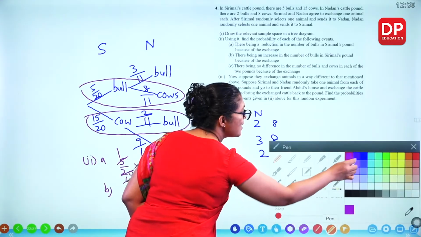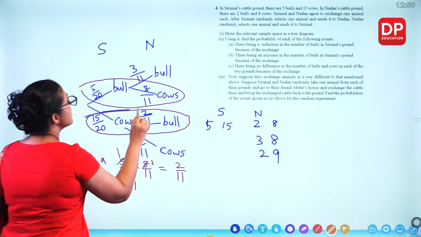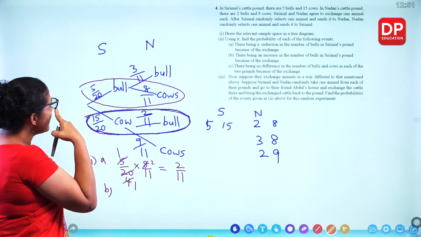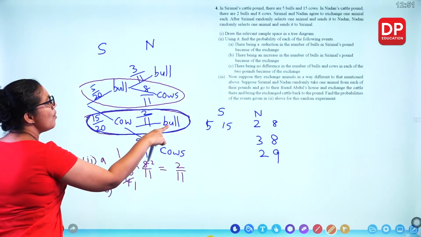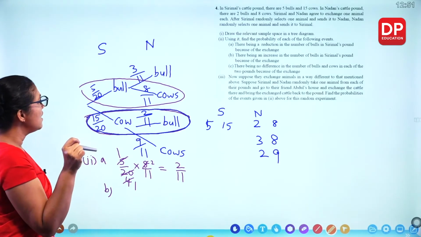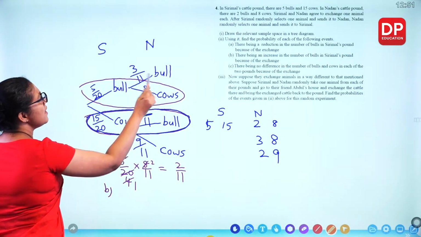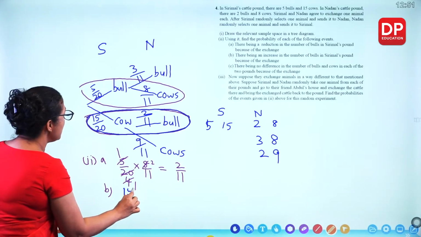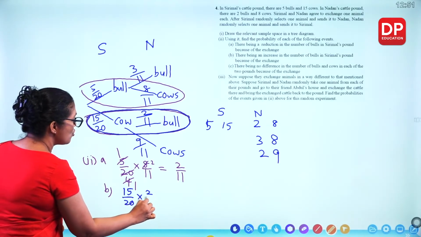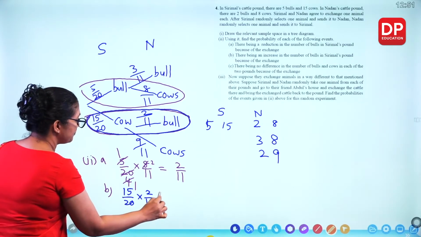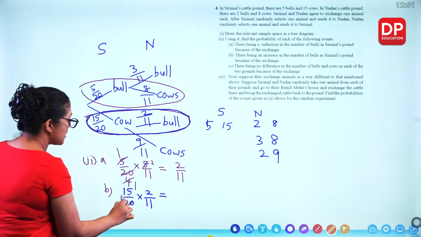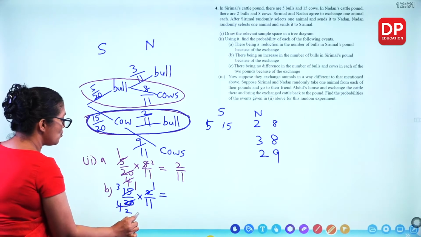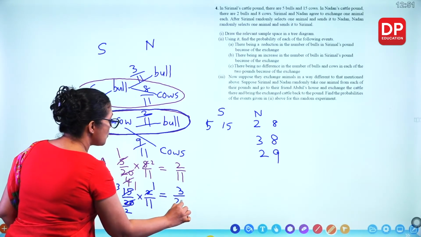I'll use different colors. Now I'll take this one as this branch. So increase in bulls, so giving cow and taking a bull. And this one, nothing will happen. Giving bull and taking bull, nothing will happen. So what's the probability? 15 over 20 into 2 over 11. You get 5 times 3, 5 times 4, 2 times 1, 2 times 2, 3 over 22.